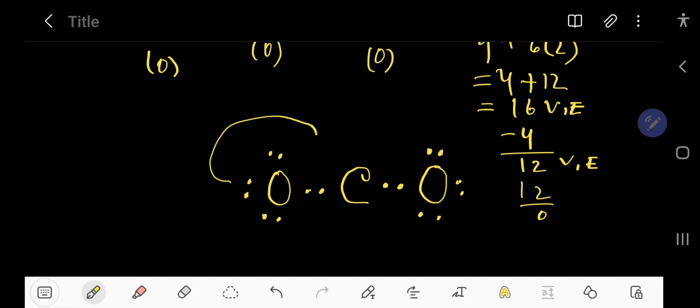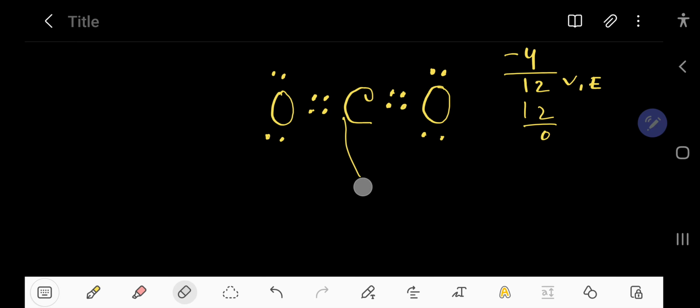So we'll move this lone pair as a bond pair, and now this carbon has 6, right? So we'll move one lone pair from here. So now this carbon has 8, and this is the base Lewis structure. You can express this structure like this.